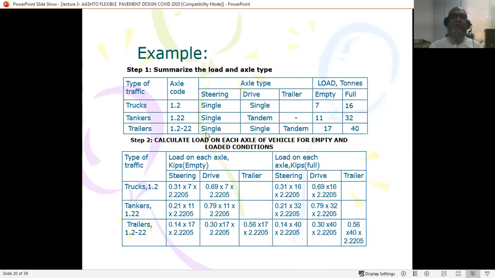Now we calculate the load on each axle for empty and loaded condition. 31% of 7 tons, and this factor is to convert tons into kilopounds. So that's how 69% of 7, 2.22 kilograms, tons to kips. So this is on the empty side, and then this truck on the fuller side. 31% of 16, again this is 2.24.